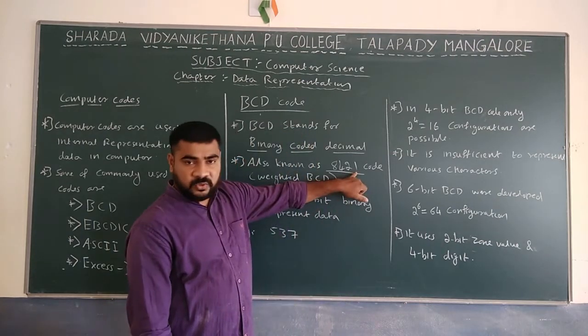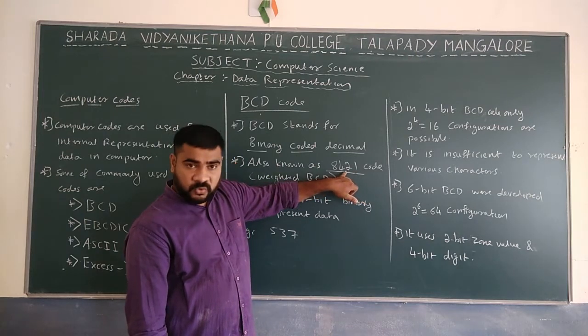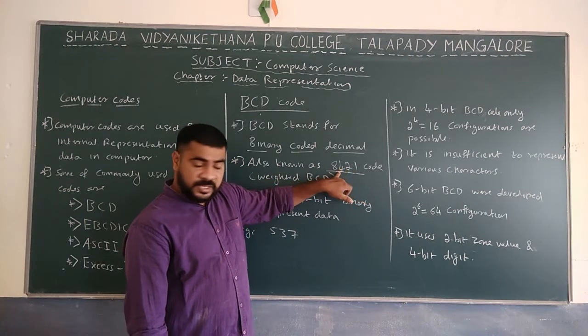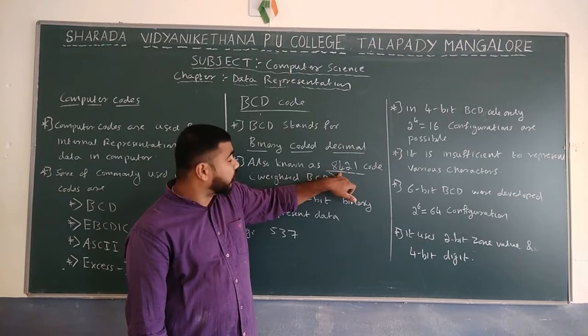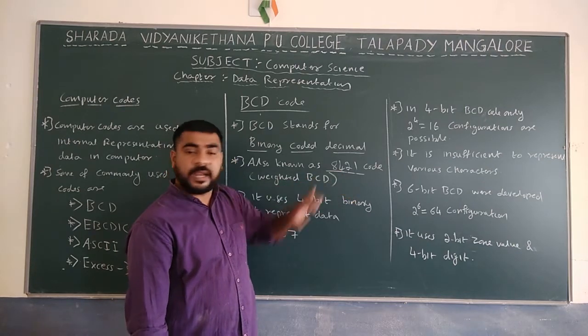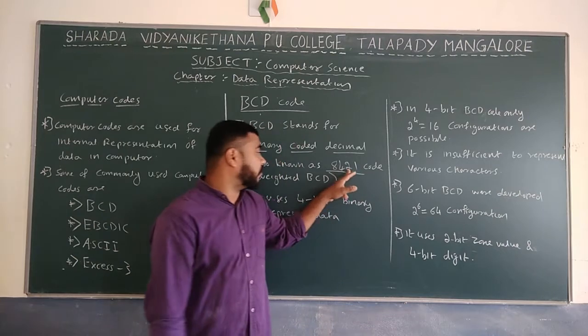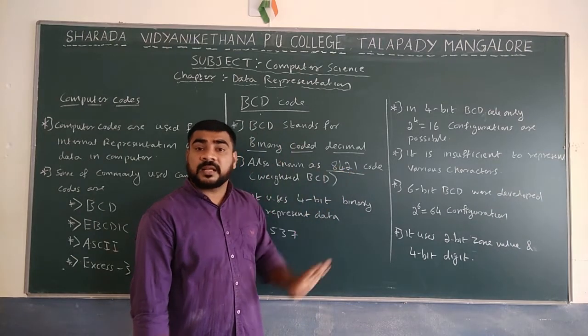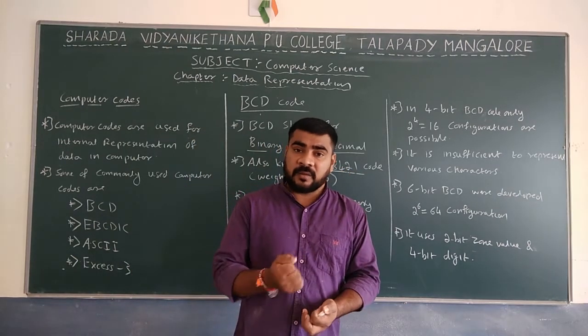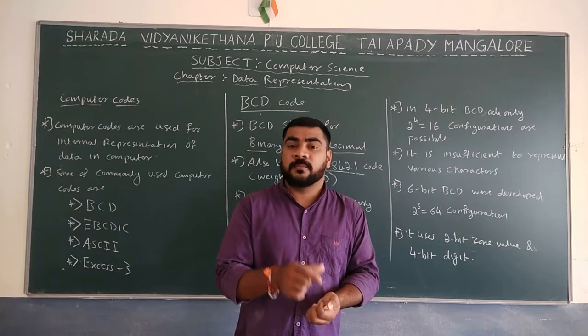So here, first, 2 raised to 0. 2 raised to 0 is 1. 2 raised to 1 is 2, 2 raised to 2 is 4, and 2 raised to 3 is 8. So 2 to the power 0, 2 to the power 1, 2 to the power 2, 2 to the power 3. Like that we can set the different positions, or different positional weights.